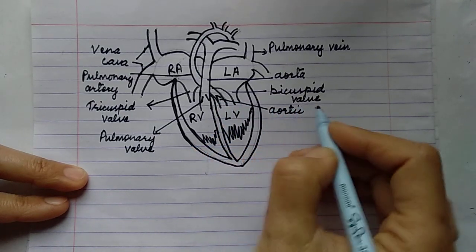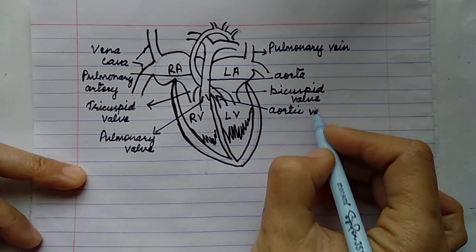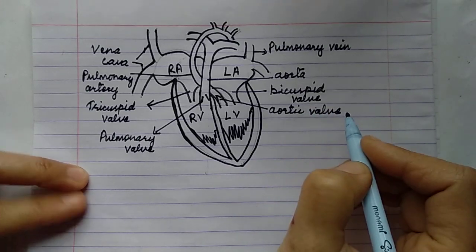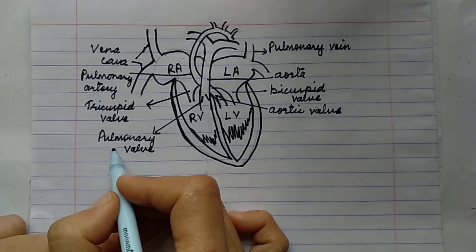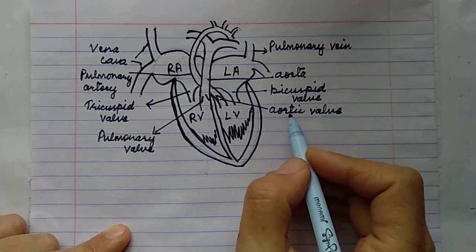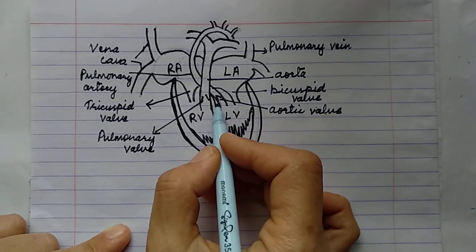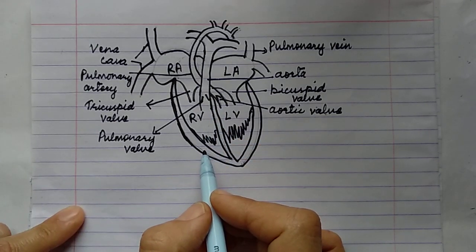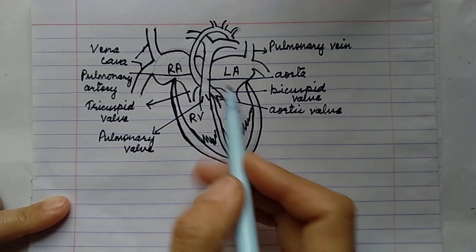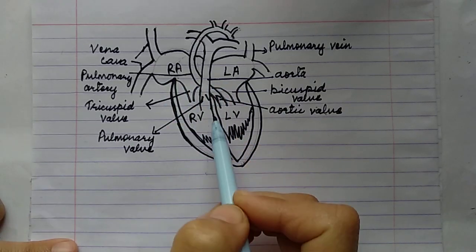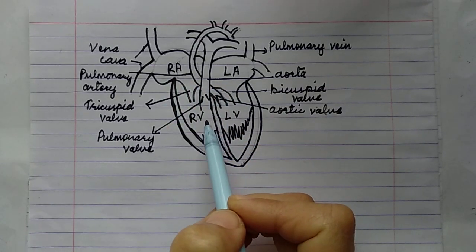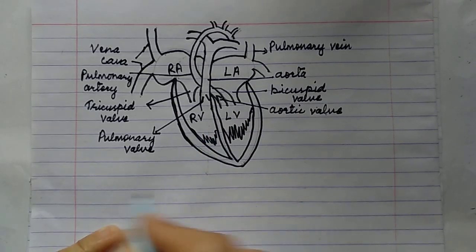Try to draw this line straight as far as possible. In my diagram, it is not happening so perfectly. So pulmonary valve, then aortic valve, this one, right? So I think this many. Yes. So 4 chambers have been done, valves have been done, blood vessels have been done. So this is the internal structure of heart.